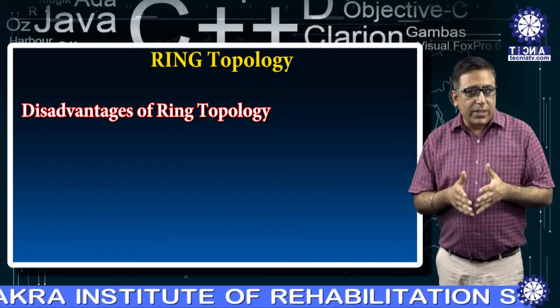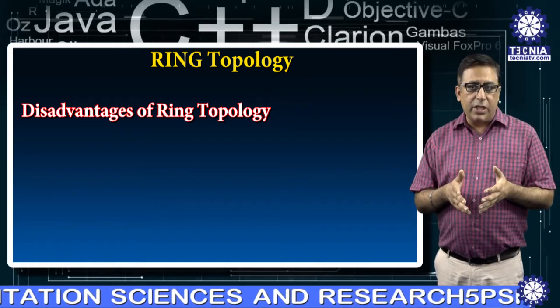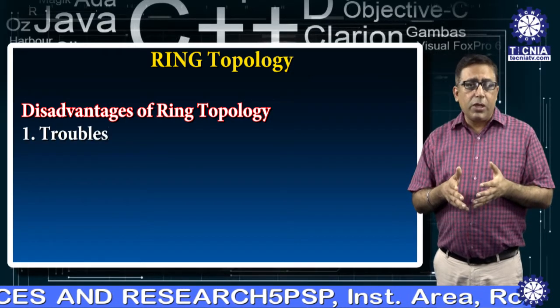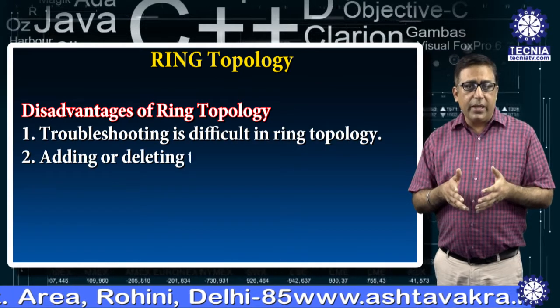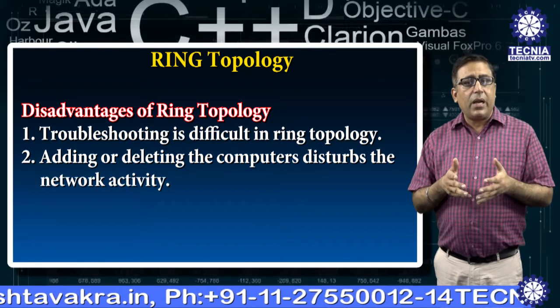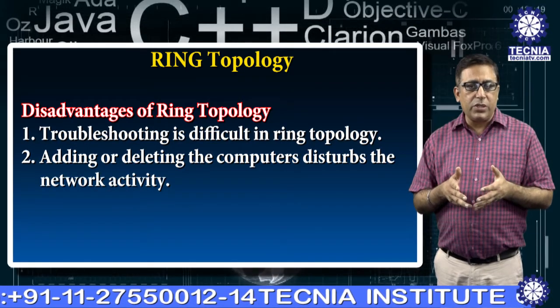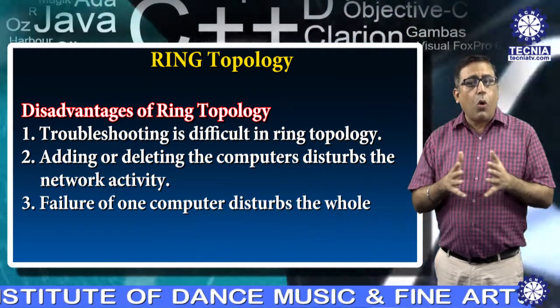Now we are discussing the disadvantages of ring topology. First disadvantage of ring topology is troubleshooting is difficult. Adding or deleting computers disturbs the network activity. And the third disadvantage of ring topology is failure of one computer disturbs the whole network.